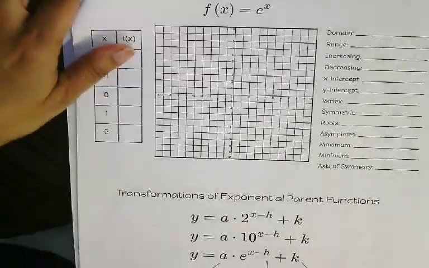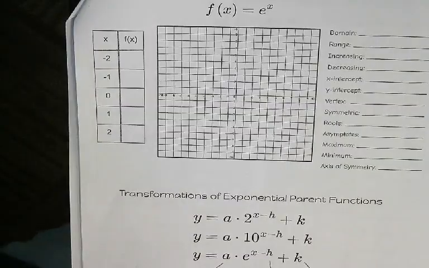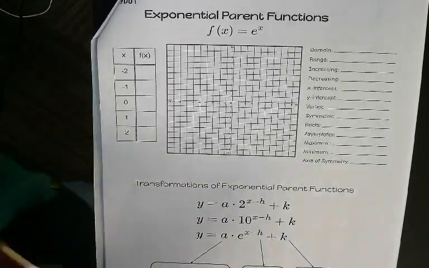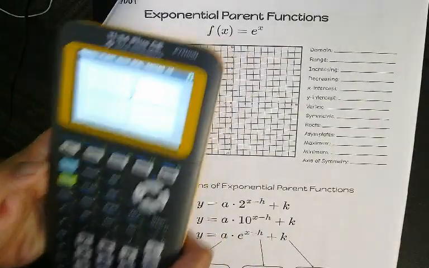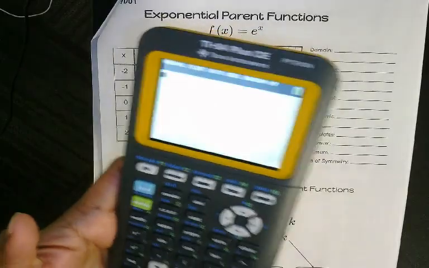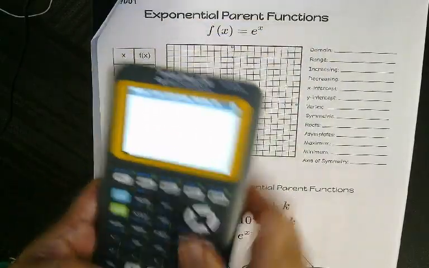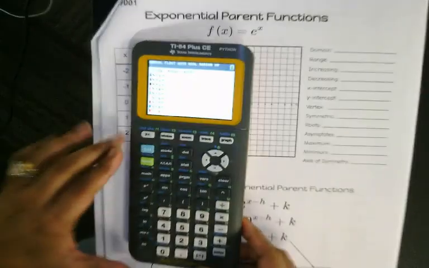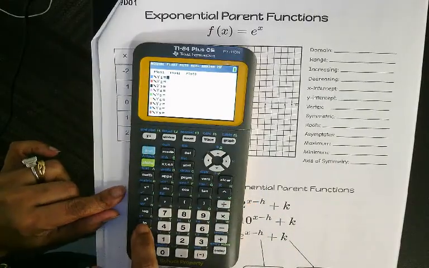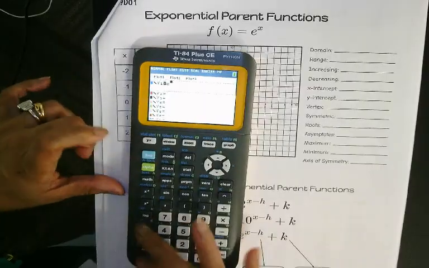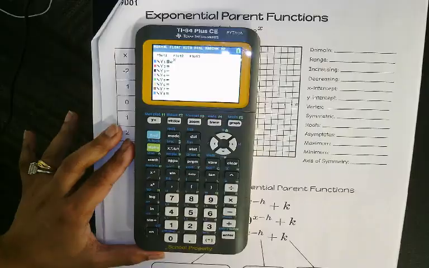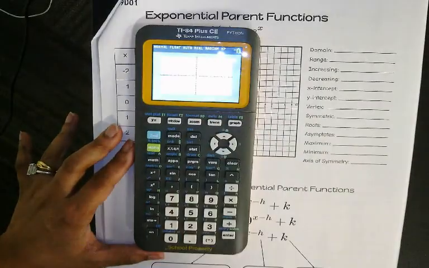This is the exponential, e to the power x. The way you type e in your calculator is, go to y equals, then press second, then ln. That's going to bring the e for you. So second ln, and then x. You type it, hit enter, and you graph.